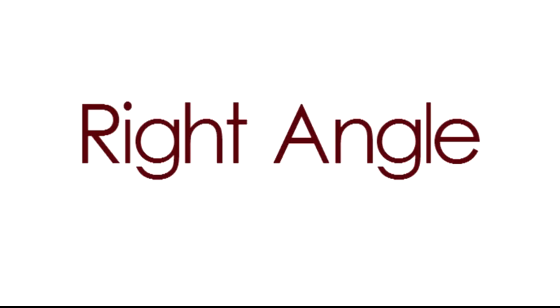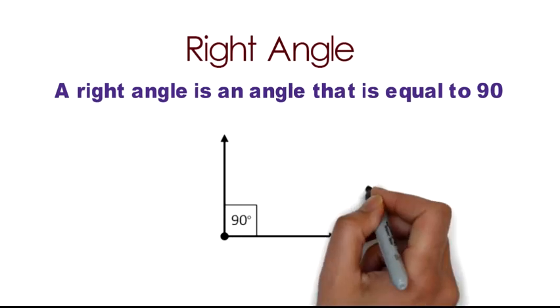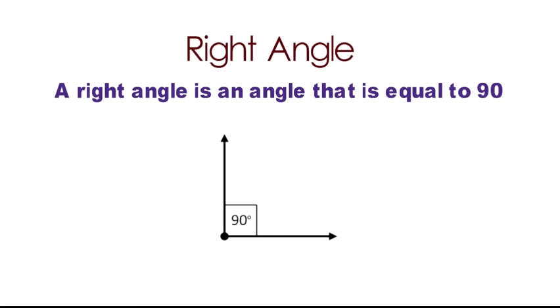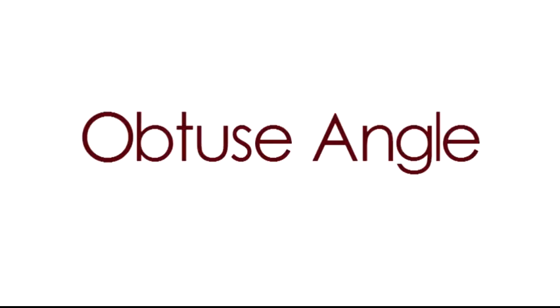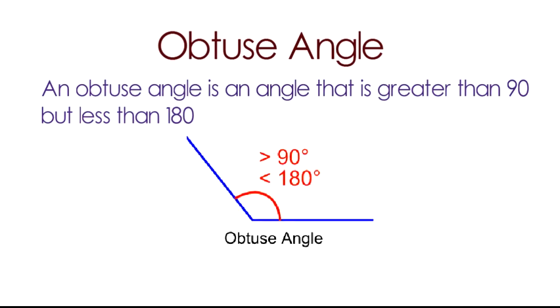Next, we will define a right angle. A right angle is an angle that is equal to 90 degrees. The diagram below is a right angle, with the angle equal to 90 degrees. Next is obtuse angle. An obtuse angle is an angle that is greater than 90, but less than 180. The diagram below is a picture of an obtuse angle. The angle is greater than 90, but below 180.